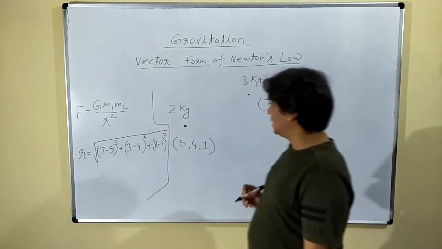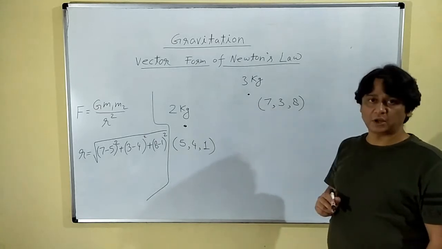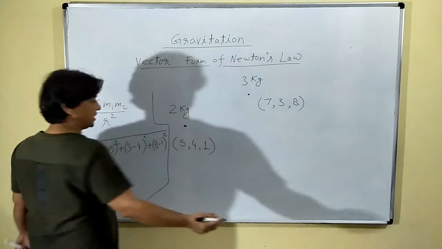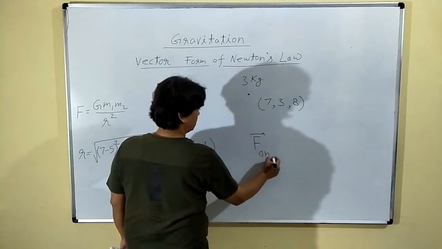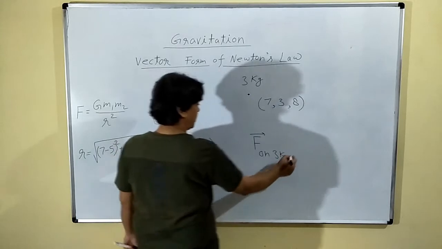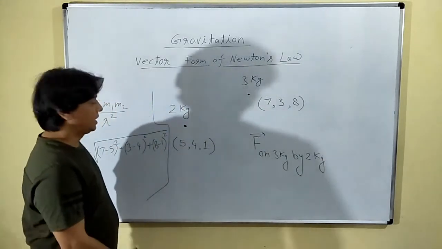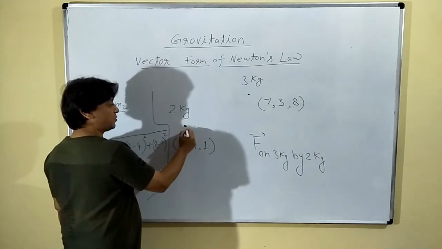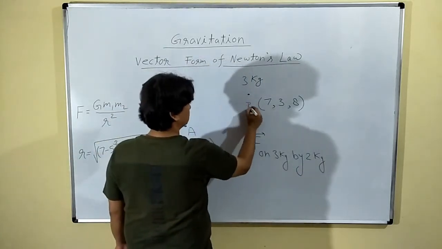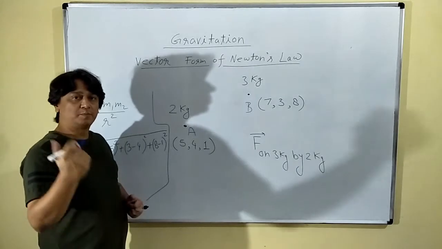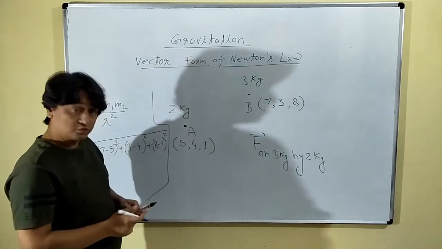ये हो गया हमारा magnitude version। But suppose we need force on 3 kg coming from 2 kg in vector form। तो अगर वेक्टर फॉर्म में चाहिए तो हमने बोला ठीक है, force on 3 kg by 2 kg, we need this force। Let's say this point is A, this point is B। कोई जरूरी नहीं कि आप O and P लें, आपकी मर्जी, A B जो आपने लेना है। This is A, this is B.